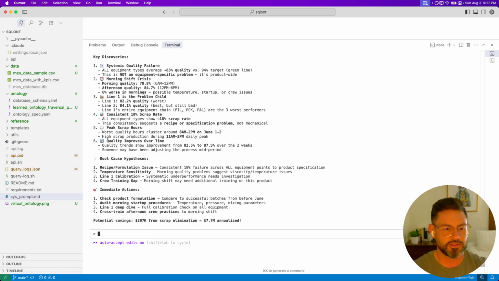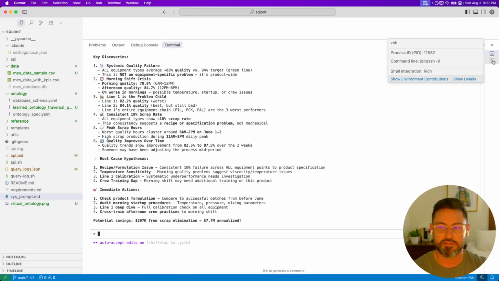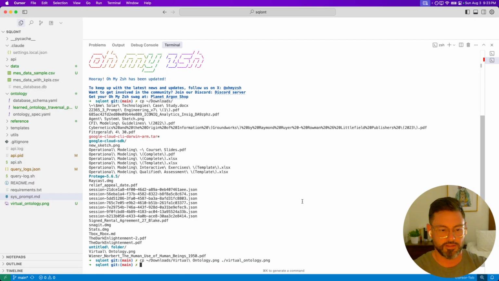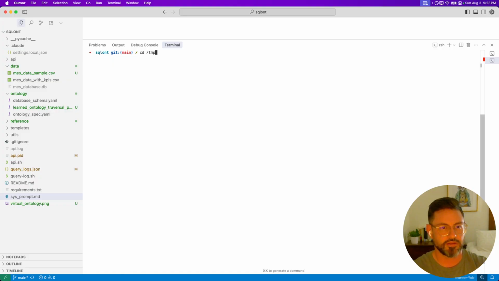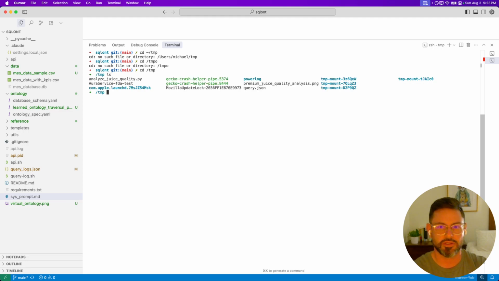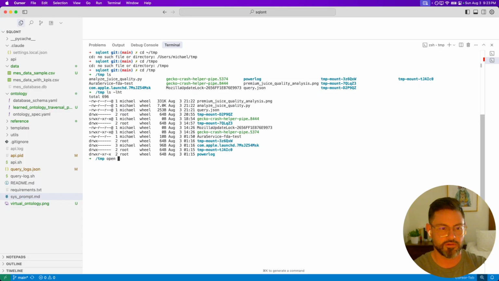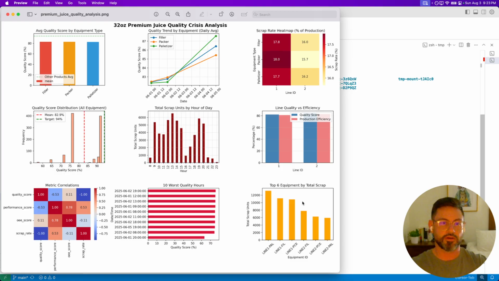All right, so it looks like it went to temp. Let's see if we can find it. There we go. Okay, so we got something. I don't know if it's the right thing, but I think you get the point of where this is going. It can do a lot very, very effectively.